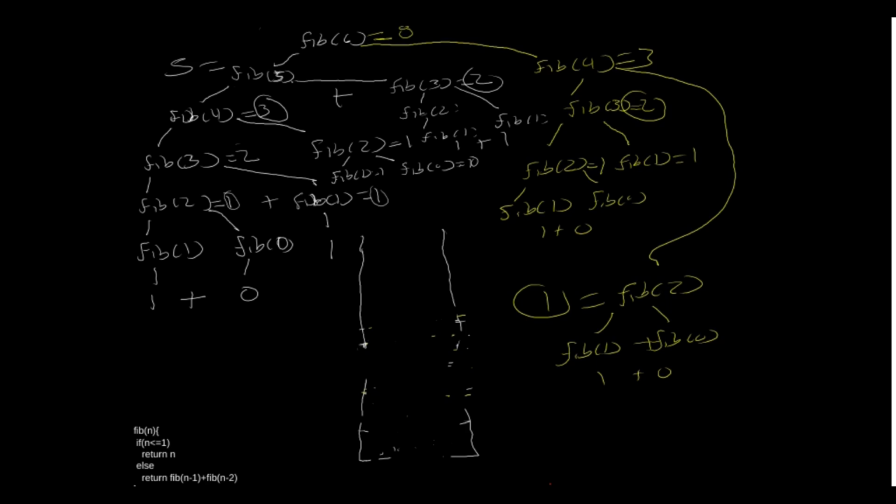We're done the recursive call for the function. And fib of 6 is 8. And the time complexity for solving Fibonacci numbers recursively is O(2^n).